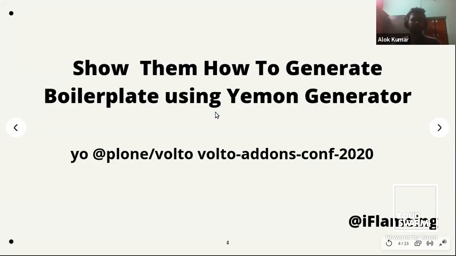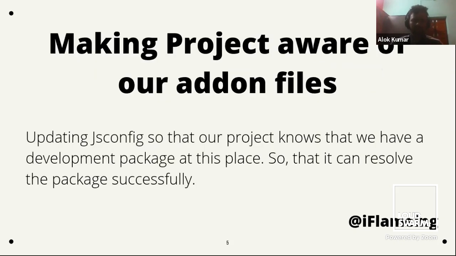Okay, so I just showed you how you can generate the boilerplate using the Yeoman generator. We have created this add-on and named it Volto Plone Volto form builder. But how can we make our project aware that we have this add-on in development mode?